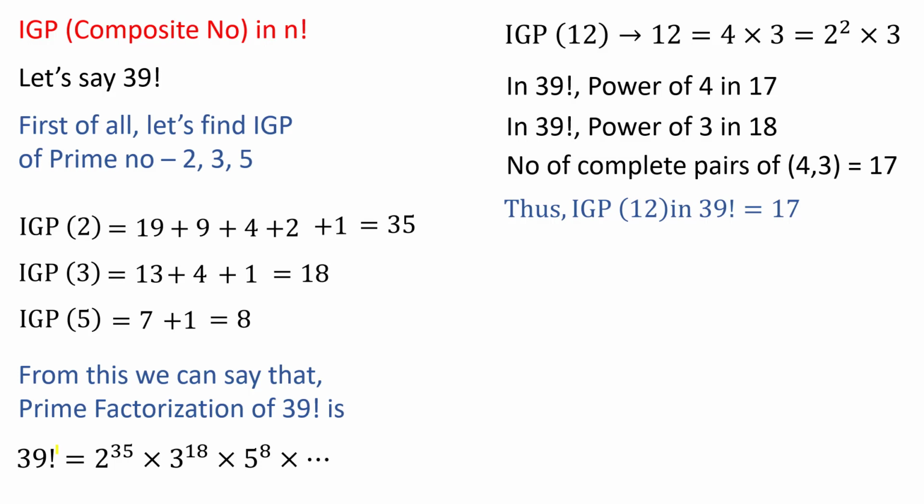Hello everyone, in the last video we saw how to find IGP of composite number in n factorial. So let's revise the last question. In the last question we were supposed to find IGP of 10 in 39 factorial.